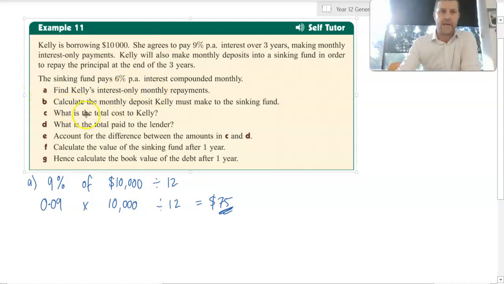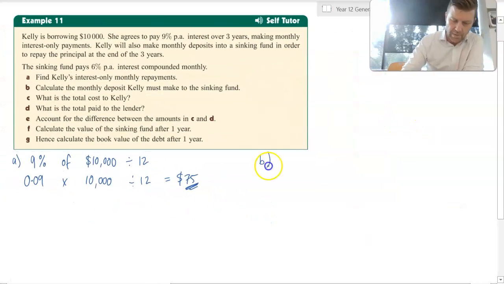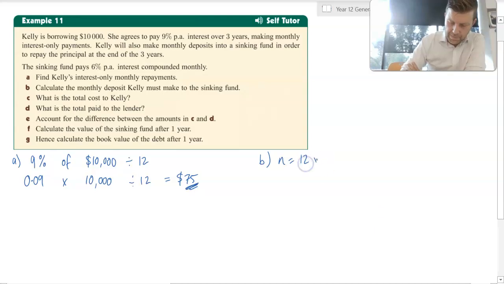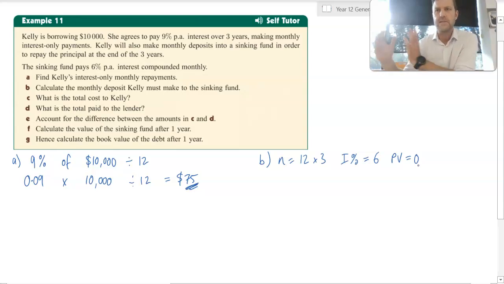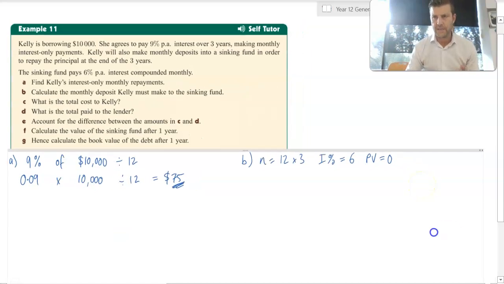Question B then goes on to say, calculate the monthly deposit Kelly must make into the sinking fund. So remember, she wants to save $10,000 in total at the end of the 3 years to pay back the amount she borrowed. N is going to be 12 times 3, or 36, because it's compounded monthly and she's making monthly payments. The interest rate for the sinking fund, or that savings account, works out to be 6%. The present value we're just going to put in as 0. I know that seems like, why 0? Why is it not 10,000? Because this is a separate account to the loan she's taking out. She's starting with nothing in this account, and she's going to build it up to $10,000.